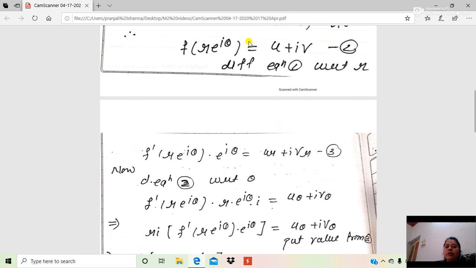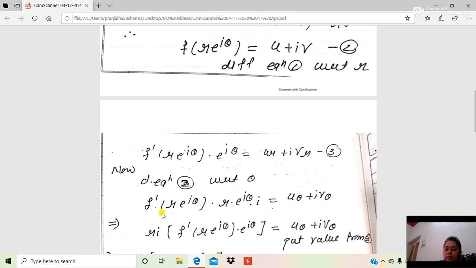Now we differentiate equation 2 with respect to θ this time. The right hand side will be ∂u/∂θ + i ∂v/∂θ, which can be written as u_θ + i v_θ. And what about the left hand side? The left hand side will be f'(r e^(iθ)) into r into the differentiation of e^(iθ), which will be e^(iθ) into i. So this is the differentiation of equation 2 with respect to θ.